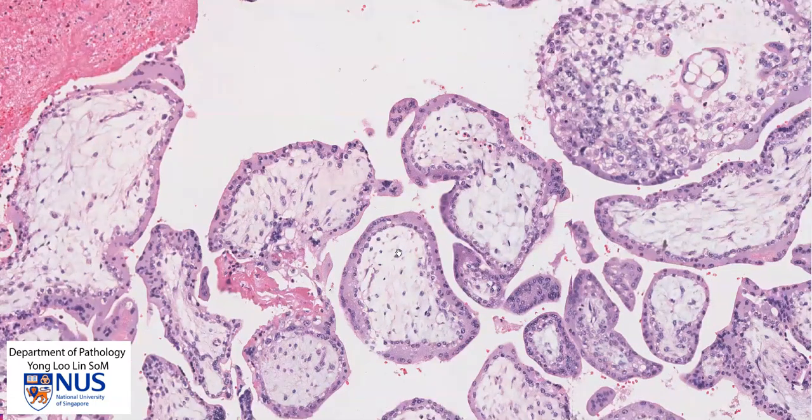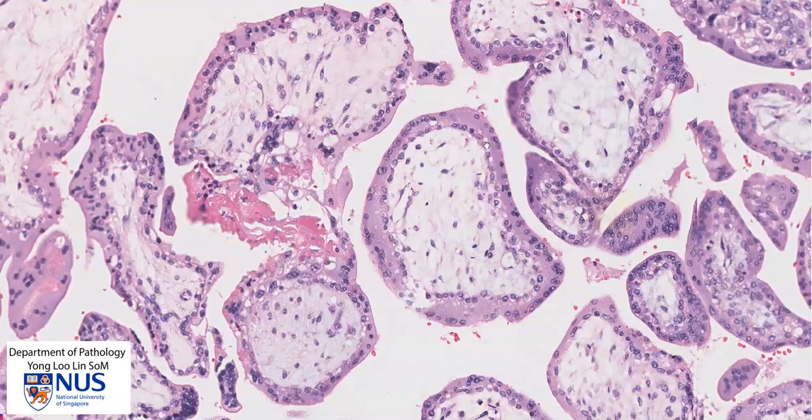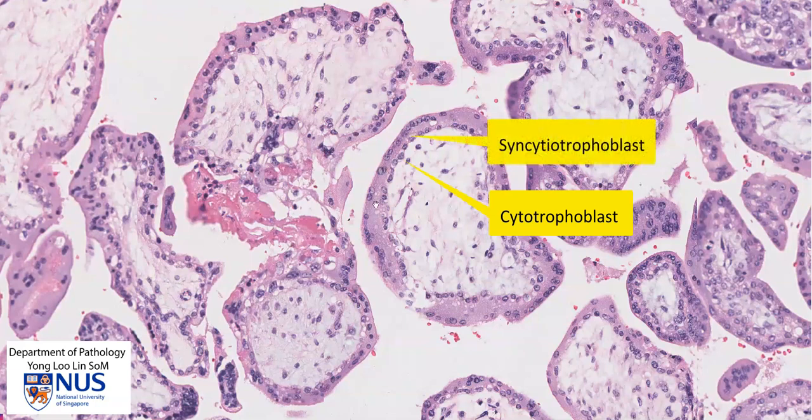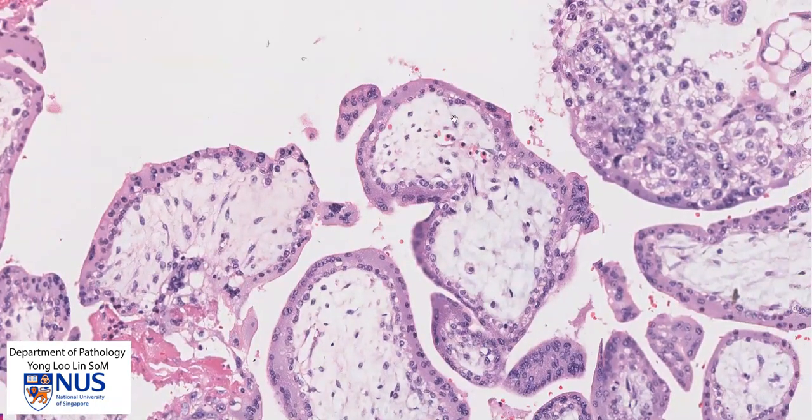The inner layer is composed of mononuclear cells known as cytotrophoblast, and that is fetal tissue, and the outer layer is also composed of fetal tissue, but these nuclei all share the same cytoplasm, and this is known as syncytial trophoblast. In this neighboring chorionic villus, again, we can see the two layers, the cytotrophoblast, which is the inner layer, and the outer multinucleated syncytial trophoblast.